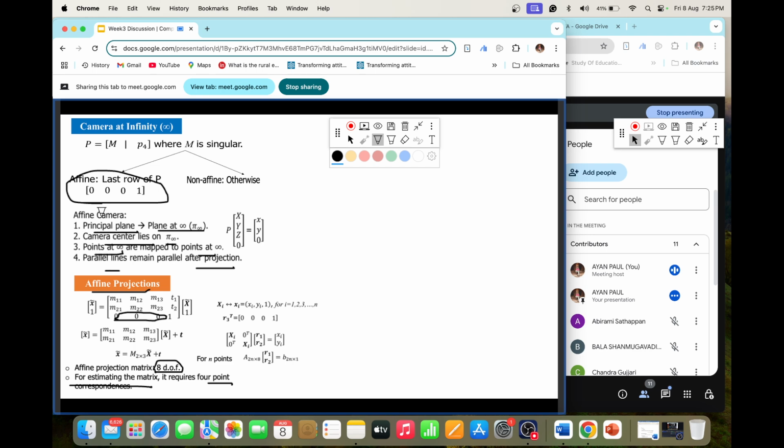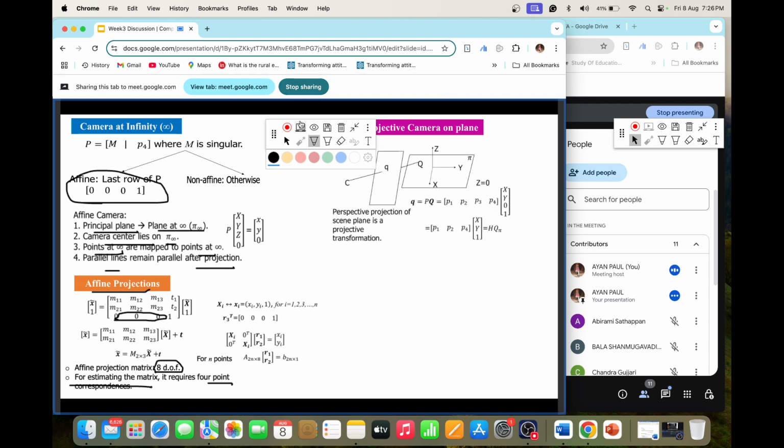But in general, if it is not an affine camera, then we will have 11 DOF, and for that we will require 6 point correspondences. So this is the difference between our normal camera and the affine camera. This is the logic.